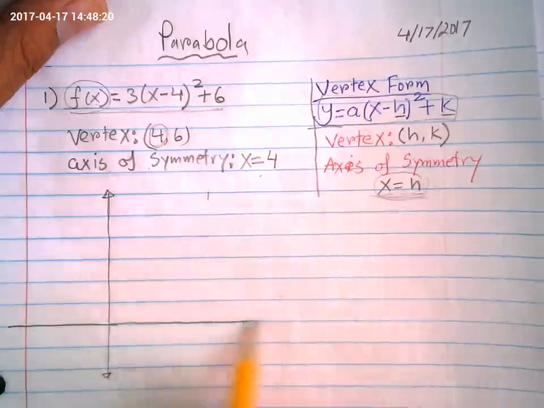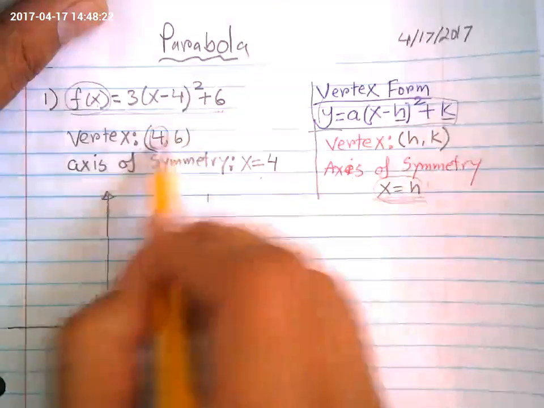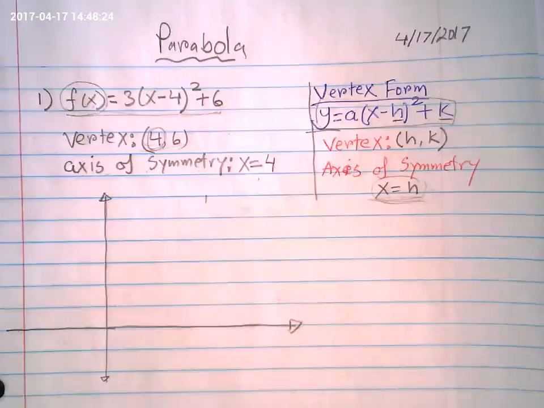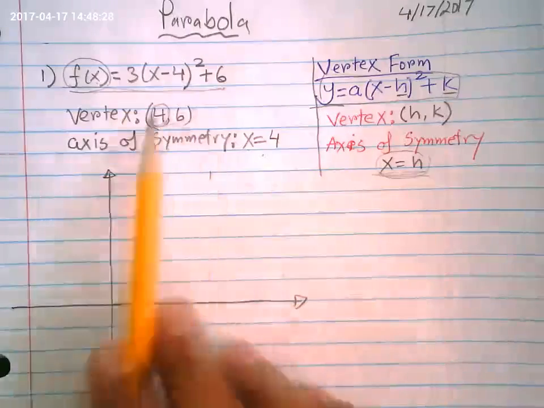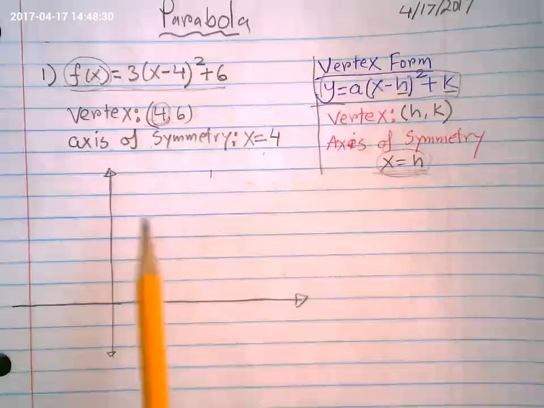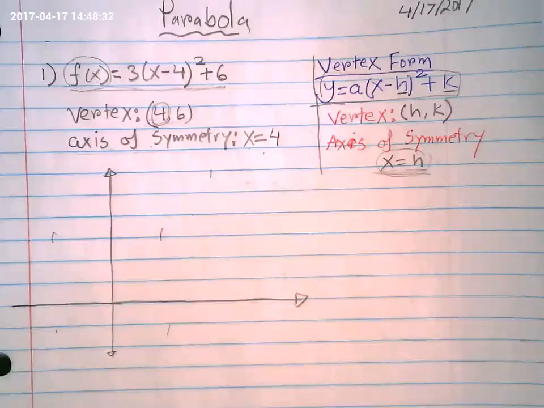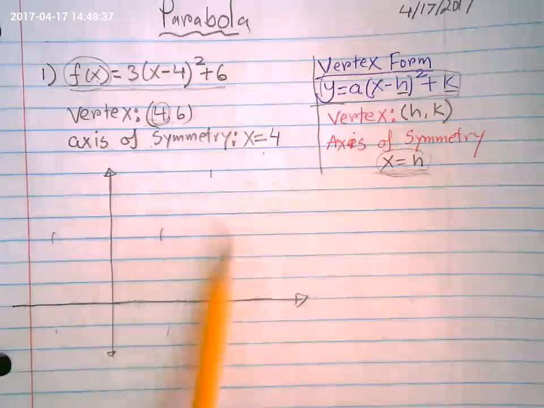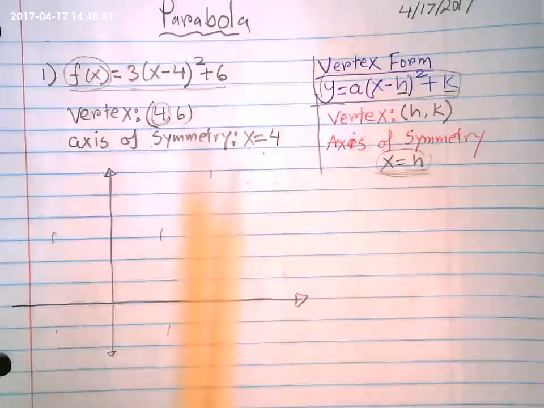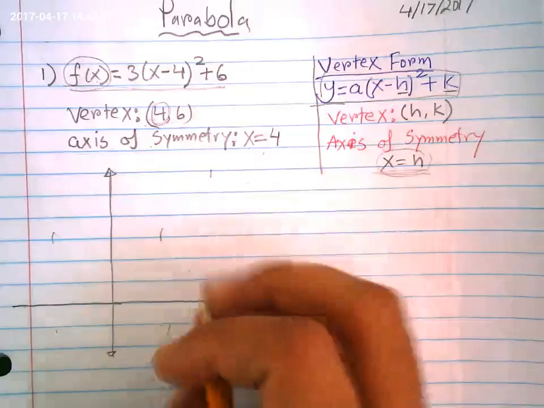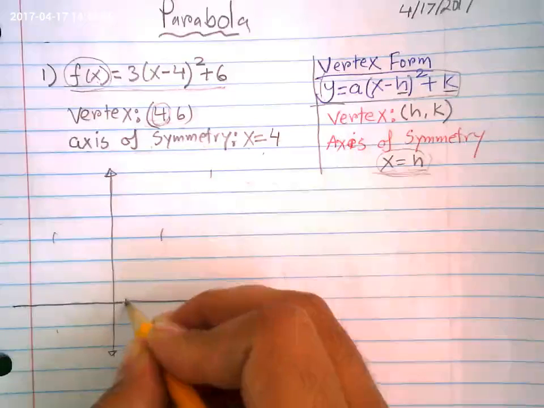Now boys, question. By looking at this point (4, 6), can you tell me in what quadrant your parabola would be? It's beyond that side. First quadrant, right? Because both of them are positive. Good job. Let's label them first.